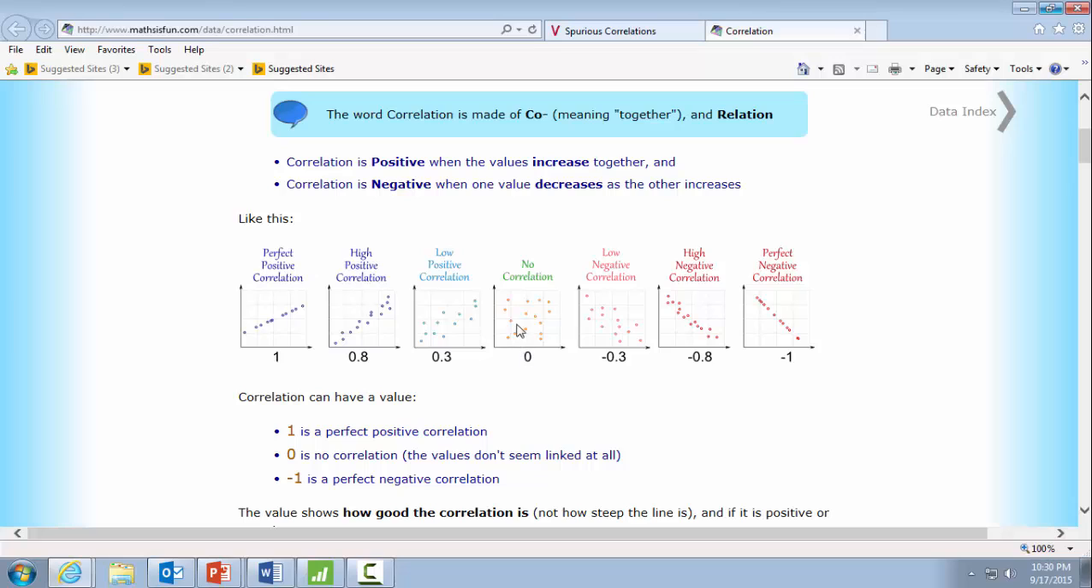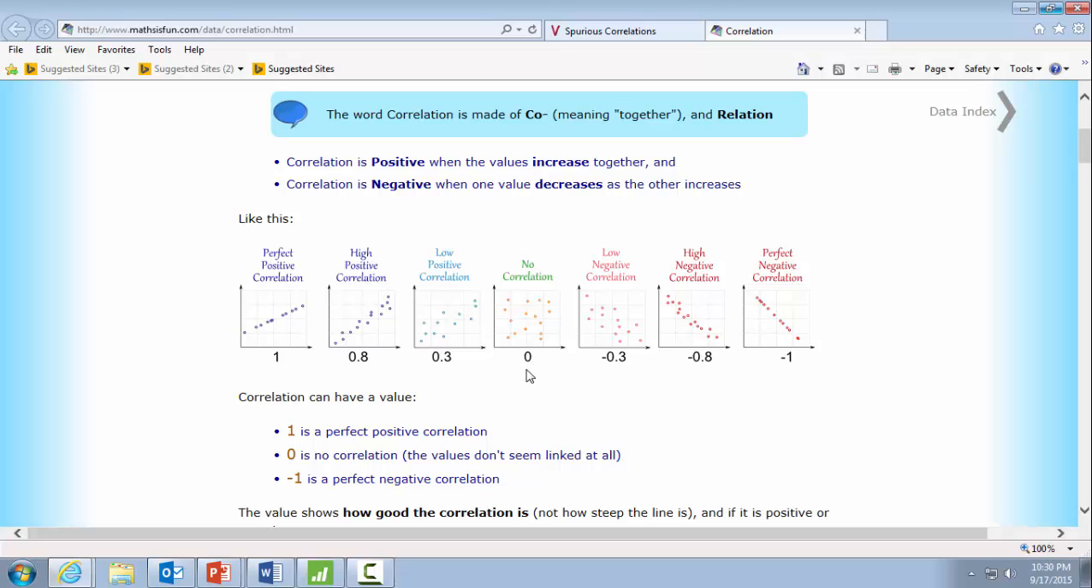In the middle, we see a scatter plot where it is not even close to a line. It appears to be totally random. And we see a correlation coefficient of 0, which is no correlation. Our correlation coefficient values can always go from +1 to -1, with 0 being exactly in the middle and meaning that there is absolutely no correlation. The values are not linked.